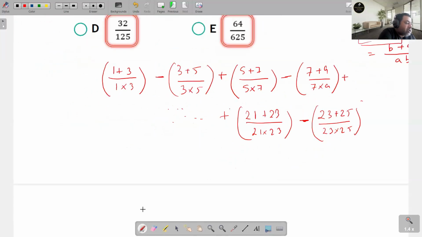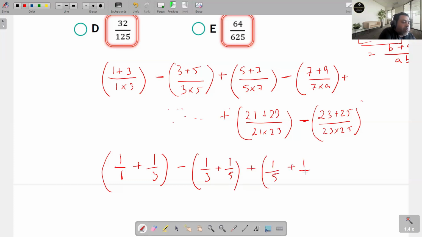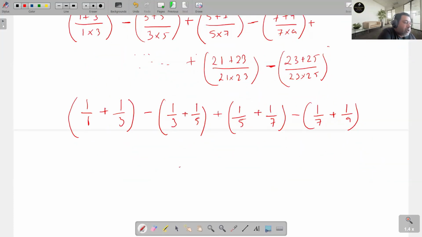So if you look at the first term here, it will become 1 by 1 plus 1 by 3. The second one will become 1 by 3 plus 1 by 5. The third one will become 1 by 5 plus 1 by 7. The fourth one will become 1 by 7 plus 1 by 9, and so on. And the last two terms here will become 1 by 21 plus 1 by 23, and this one will become 1 by 23 plus 1 by 25.